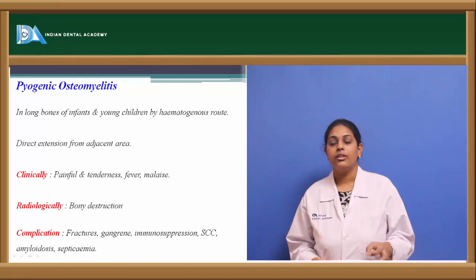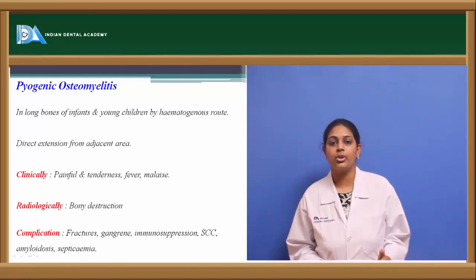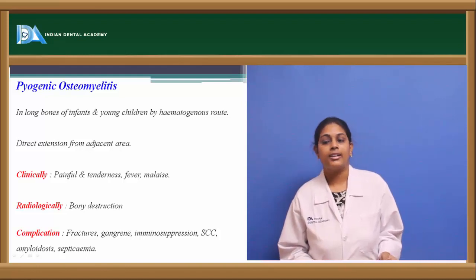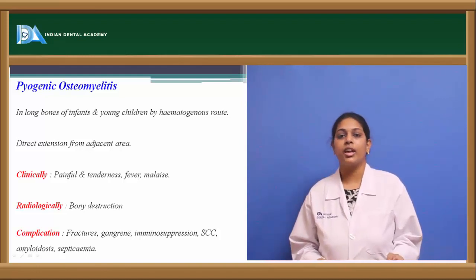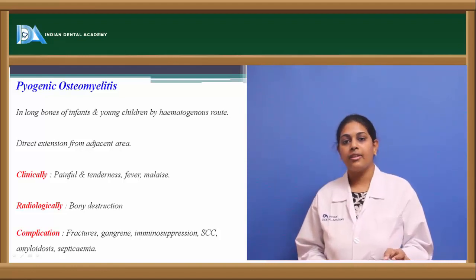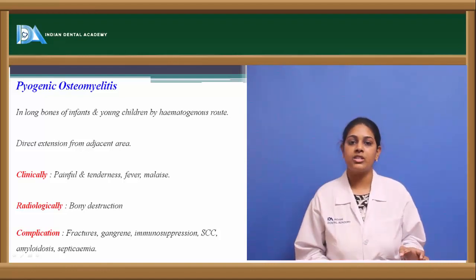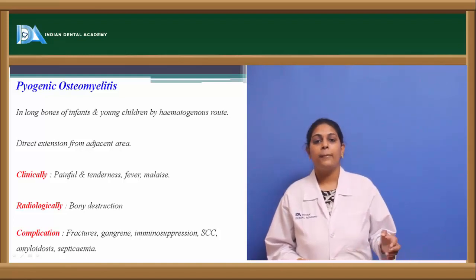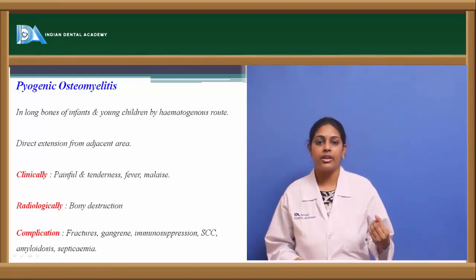So these are the two routes for pyogenic osteomyelitis to occur: the hematogenous route and direct extension. Clinically, these patients complain of pain and tenderness at the area of infection. Other than that, we also see systemic manifestations such as fever and malaise, and the patient might also be inactive because of the tenderness.